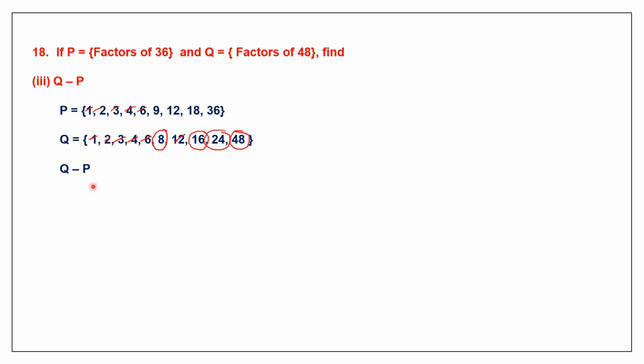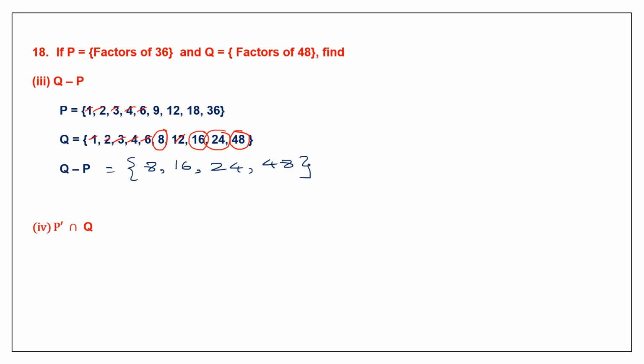So here we need to write all the elements of Q which are not in P. So let's write the answer. So that is the one circled, that is 8, 16, 24 and 48. These are all the elements of Q which are not in set P.